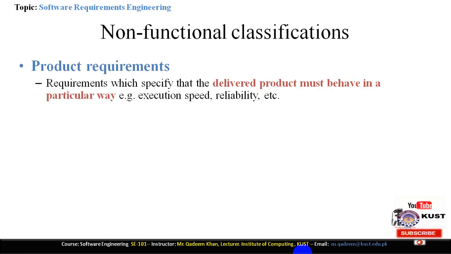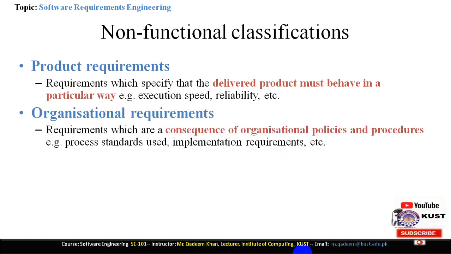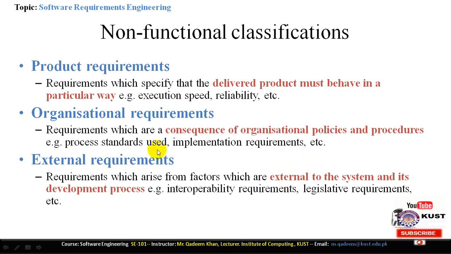Okay, now here we will discuss non-functional requirements in much more detail. Students, there are three types of non-functional requirements. The first one is called the product requirements, requirements which specify that the delivered product must behave in a particular way.